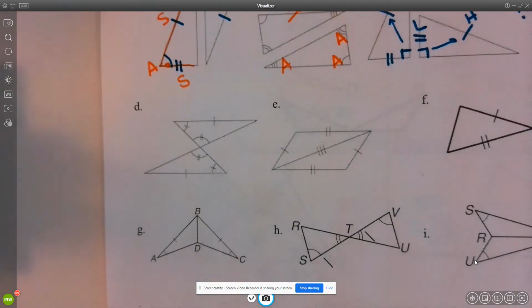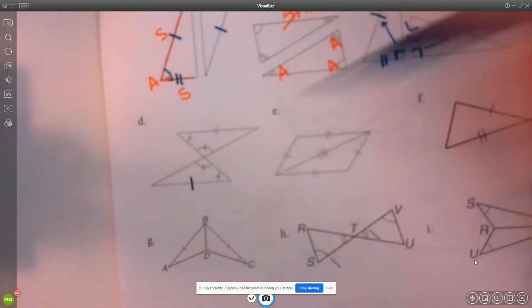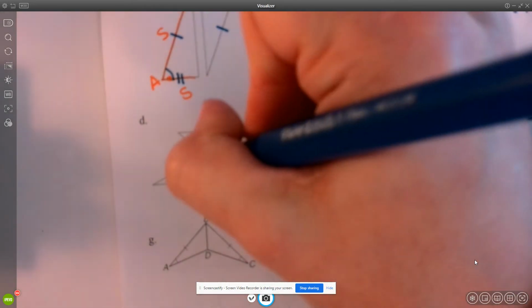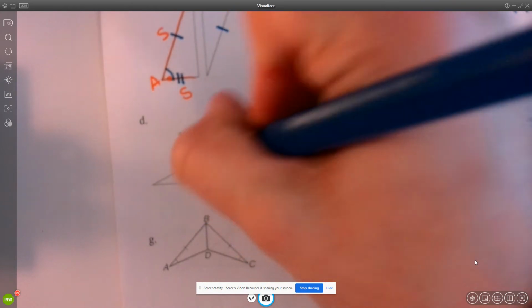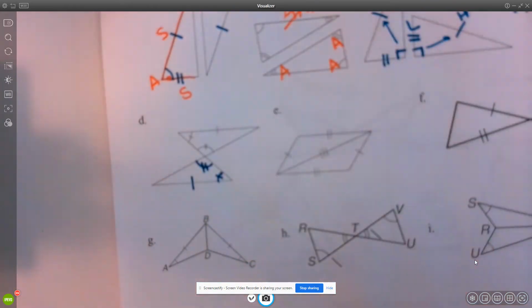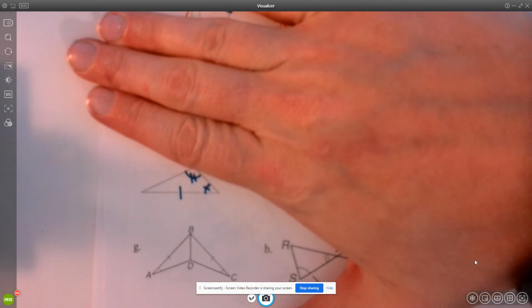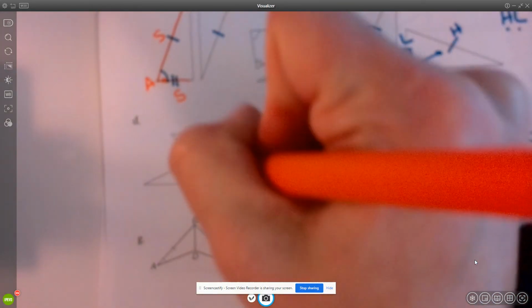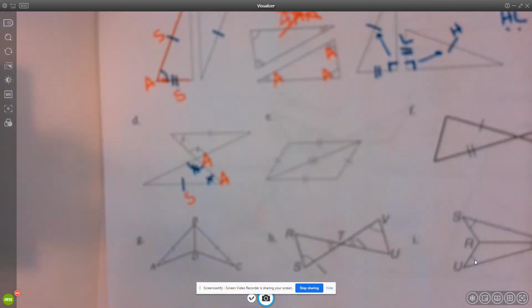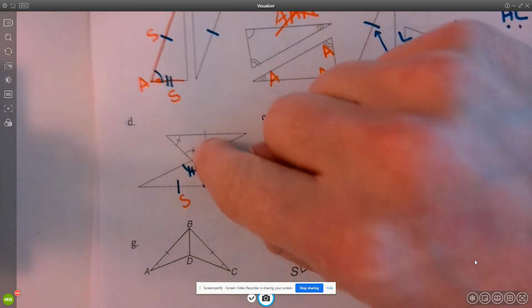Part D, I can see that I've got one pair of congruent sides and two pairs of congruent angles. So I've got a pair of congruent angles here and here. So to figure out which theorem this is, remember, just look at one of the triangles. I have two angles and one side. The question is, is this going to be angle side angle or angle angle side?